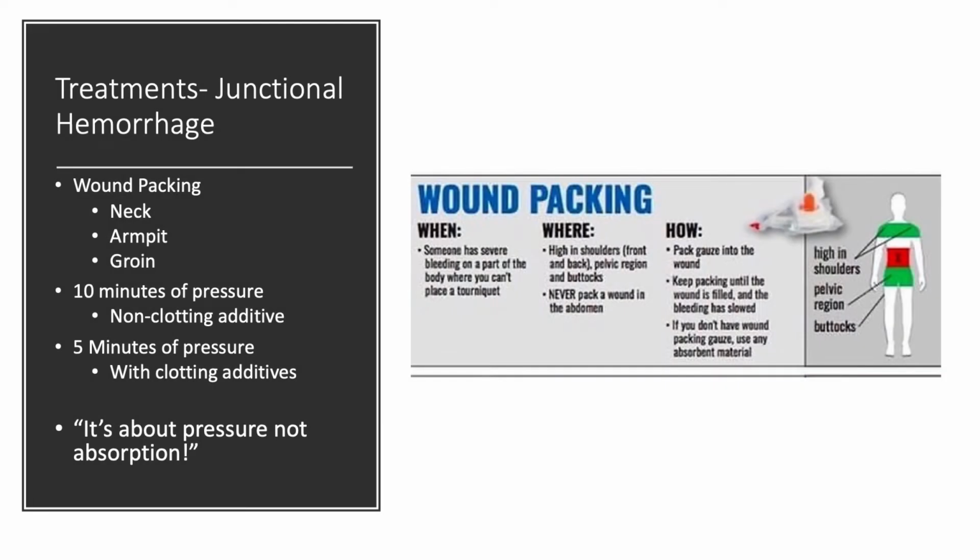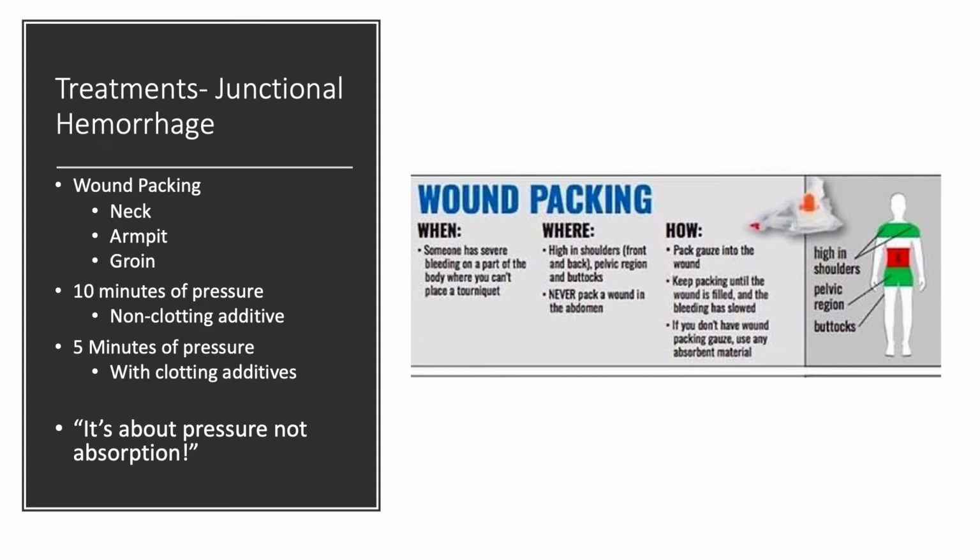Moving from extremity hemorrhage to junctional hemorrhage. So when I say junctional, I'm talking about the crease of the neck, the armpit, the groin, areas where you can't get a tourniquet, yet there is still excessive hemorrhage that you can apply direct pressure to. We're not going to cover in this lecture how to wound pack. We'll cover that in a hands-on station. But the gist of it is you need to pack deep and pack hard into there.